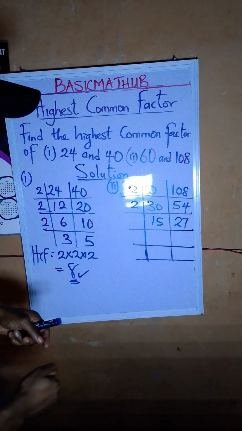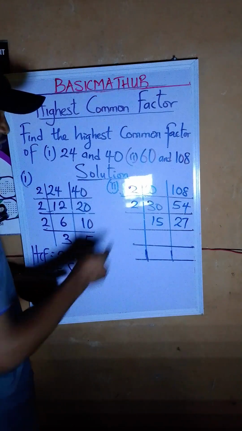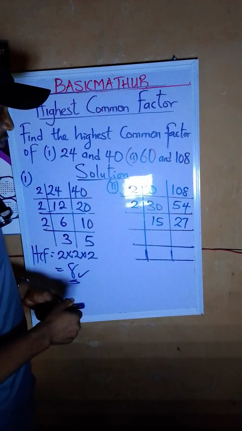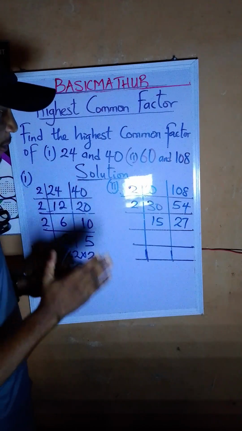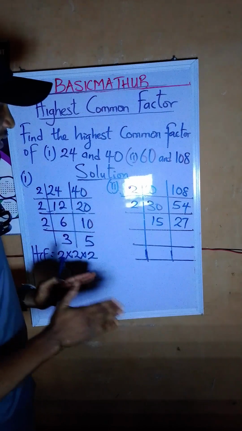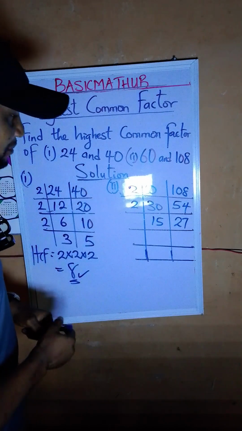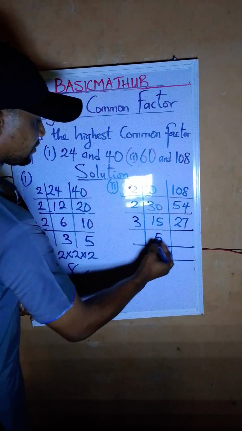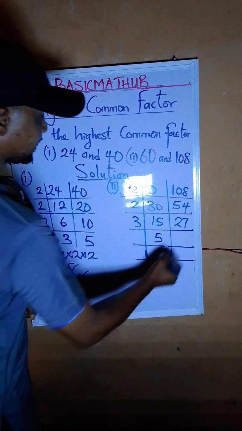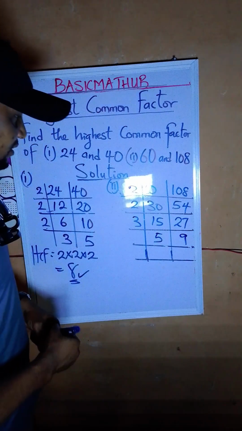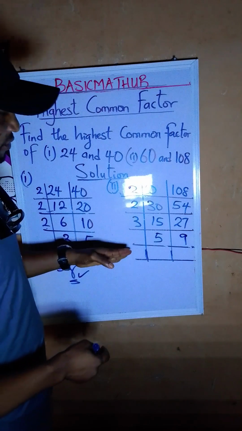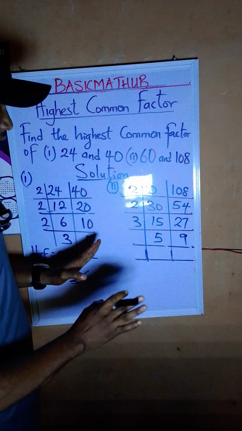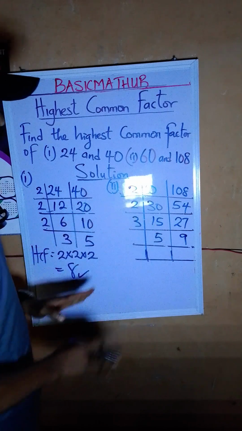So if you look at 15 and 27, 2 has finished its business. So we move to number 3. Let's look if 3 will go in both of them. I told you before, your multiplication table must be your partner when you are dealing with mathematics. So 15 divided by 3 will give us 5, and 27 divided by 3 will give us 9. There is no common factor that will divide both 5 and 9 completely. So when there is no common factor again, that is where you stop.